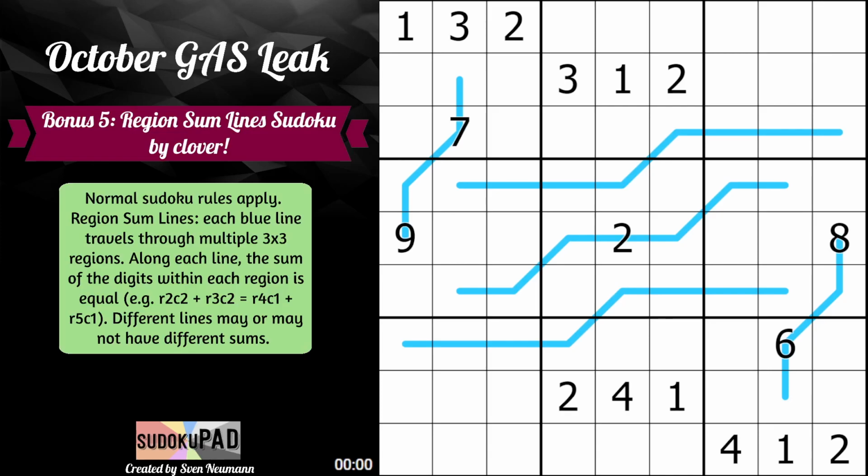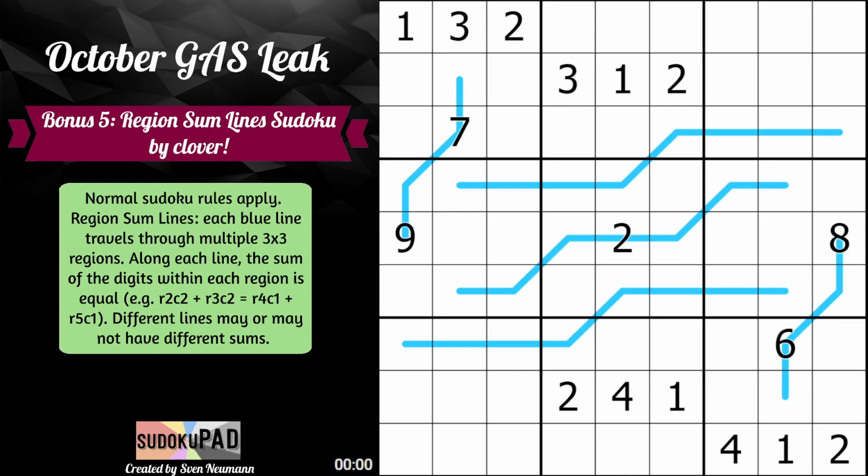Hello, and welcome back to the October Gas Leak. This is bonus problem number 5, the last bonus problem of the Gas Leak, and it is called Region Sum Line Sudoku by Clover. Normal Sudoku rules apply, and we have region sum lines. I'd be surprised if we didn't.